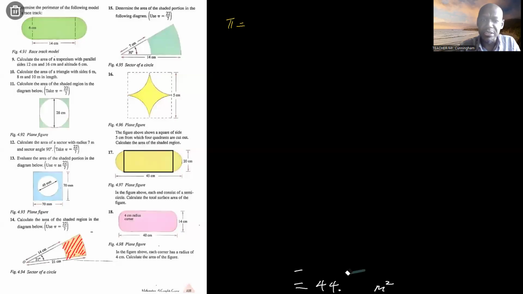This one, I want to see people's work. So first of all, you have to find the area of your square. They ask to find the area. In the figure above, each end consists of a semicircle. Calculate.